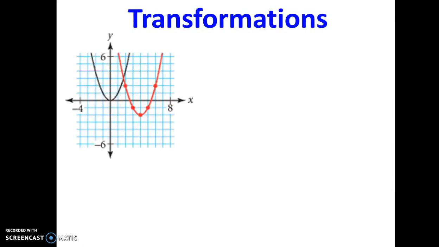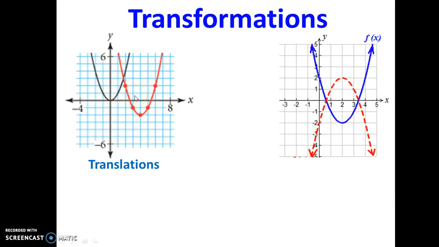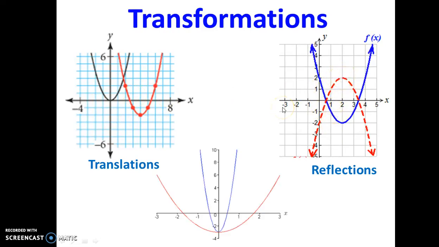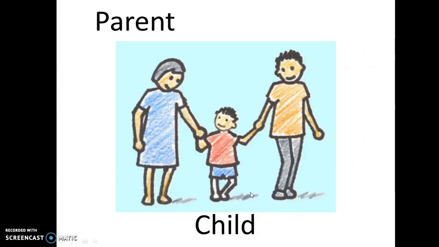There are three main types of transformations we'll look at. One is called a translation. That's when you take a graph and you shift it left to right or up or down. Another is called a reflection. That's when you flip a graph over the x-axis or the y-axis. And another one's called a dilation. That's when you compress or stretch a graph.